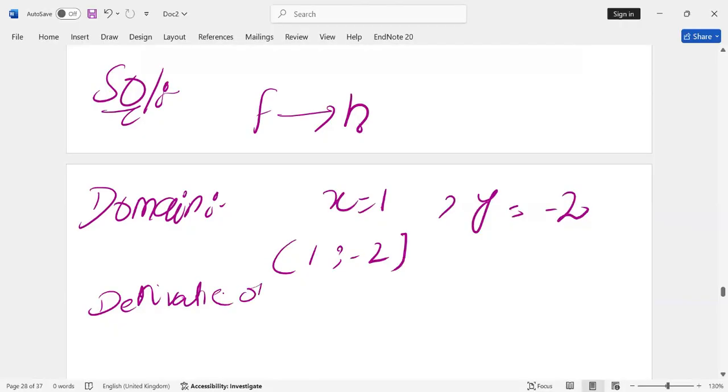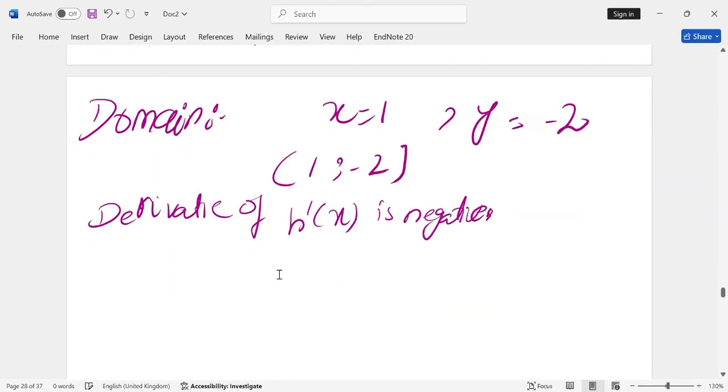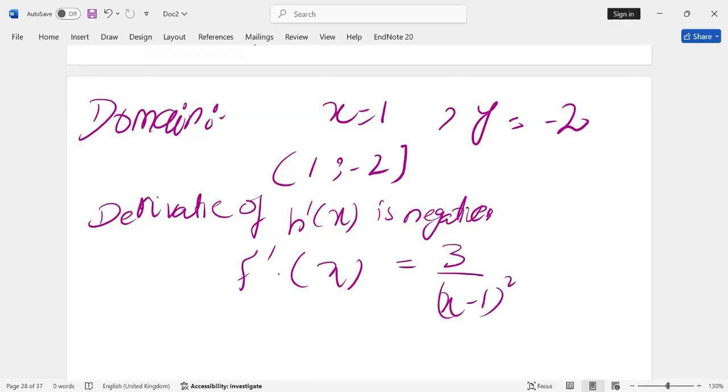Derivative of h prime of x is negative. Okay. So the derivative of f prime of x is 3 by (x minus 1) squared, which is positive on its domain, for a equals to minus 3. For the derivative to be negative, the new function h of x must be decreasing. We have f prime of x equals to 3 by (x minus 1) squared here. This is positive, and for a equals to minus 3.